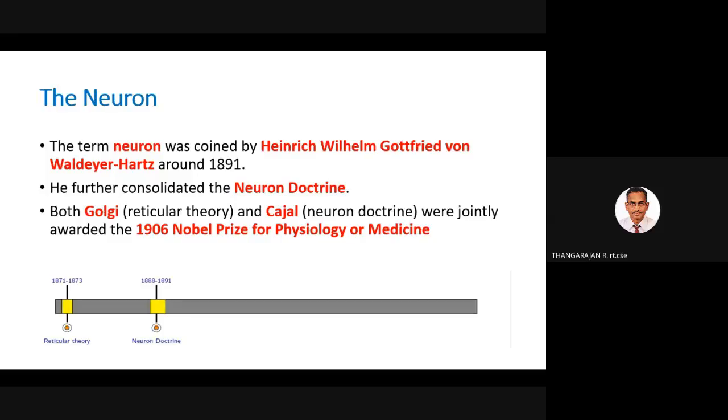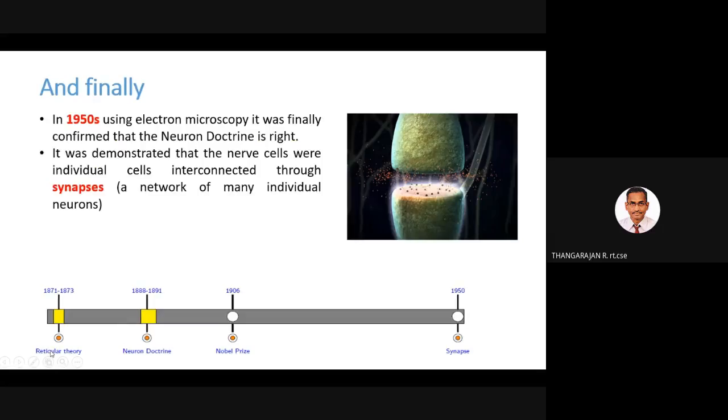Because at that time there was no scientific instrument available to look into the cells more closely. And both theories gave tremendous input and contribution, and therefore both Golgi and Kegel were jointly awarded the 1906 Nobel Prize for Medicine.